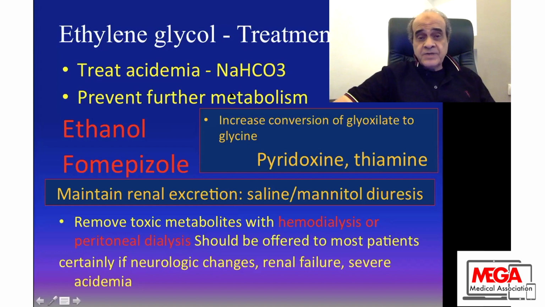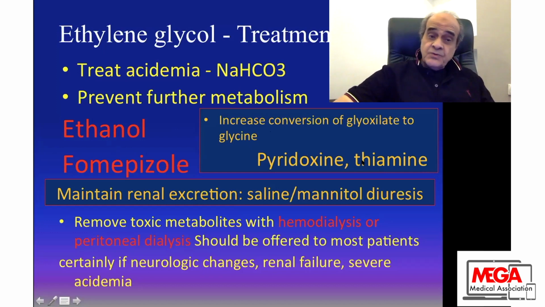You stop the alcohol dehydrogenase, either by ethanol, though nowadays we're not using ethanol much, or fomepizole, and it is specific. But with fomepizole, expect you will use it for several days, 3, 4, 5 days, to eradicate ethylene glycol alcohol from the body. Also try to increase the conversion of glycolic acid to glycine by using pyridoxine and thiamine.